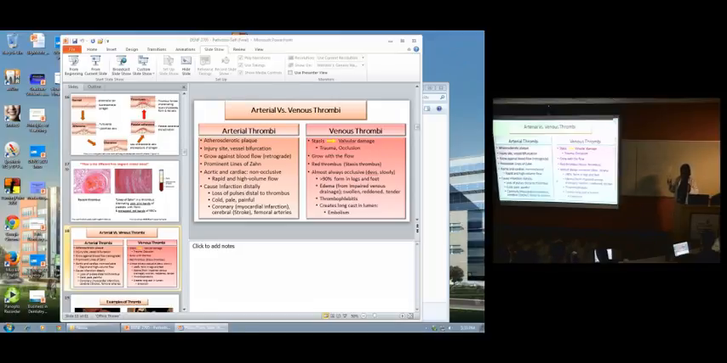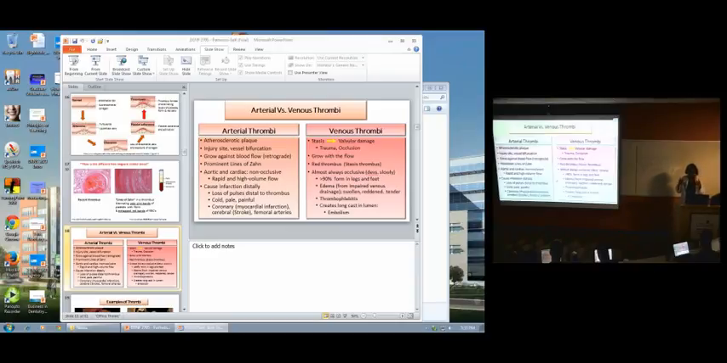Atherosclerotic plaques usually form in the arteries or the aorta. They don't form in veins. So most times, whenever you hear of atheromatous plaque, just know that they're referring to the arteries. You tend to have atheromatous plaques forming in the arteries, and that's one of the major causes of arterial thrombi.